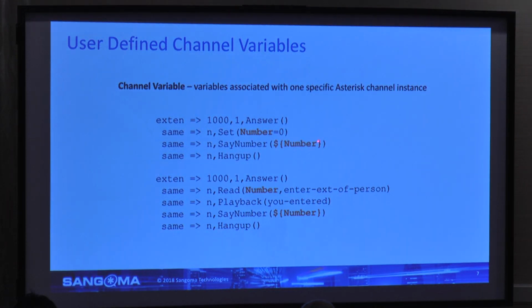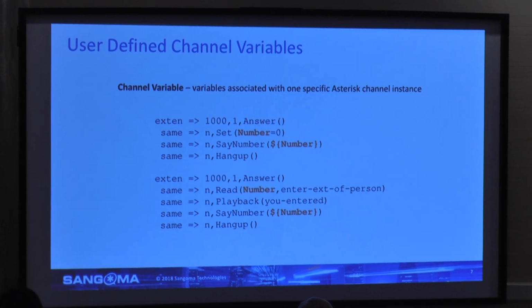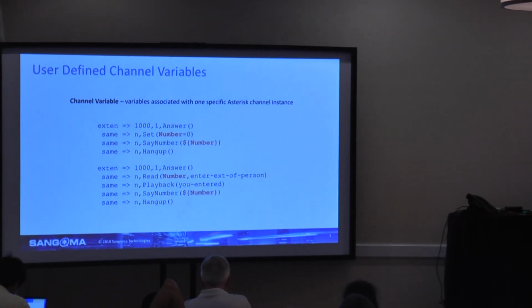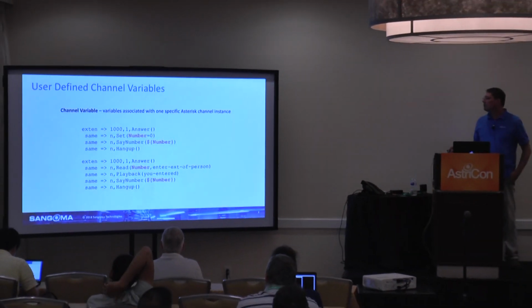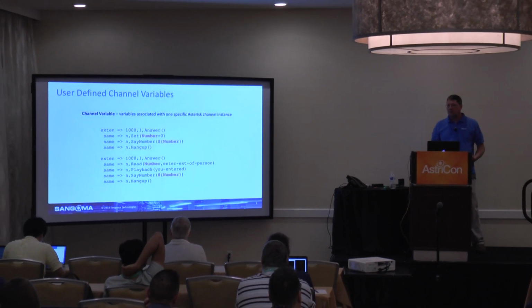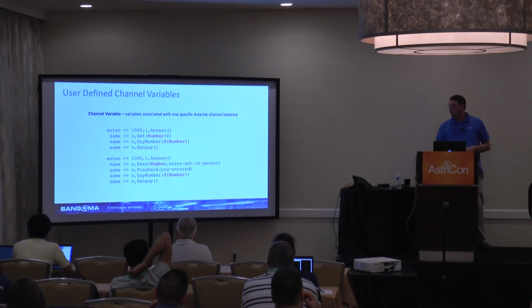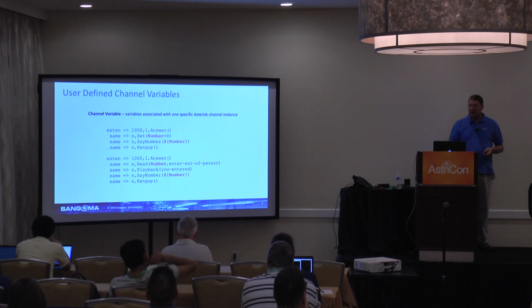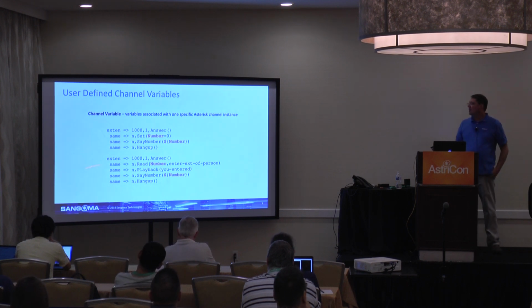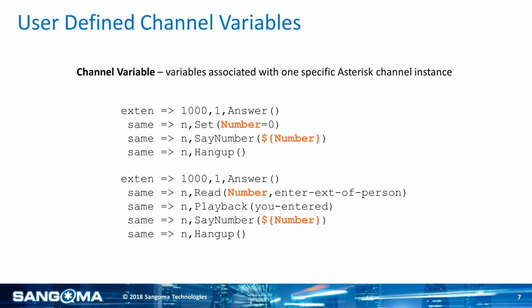There we go. We dereferenced number, which ended up being 0, so it played back the number 0. In this one, you can also set a channel variable using the read application. It's listening for a key press. So in this case, it would answer the call. It'll play back the sound file enter extension of person.